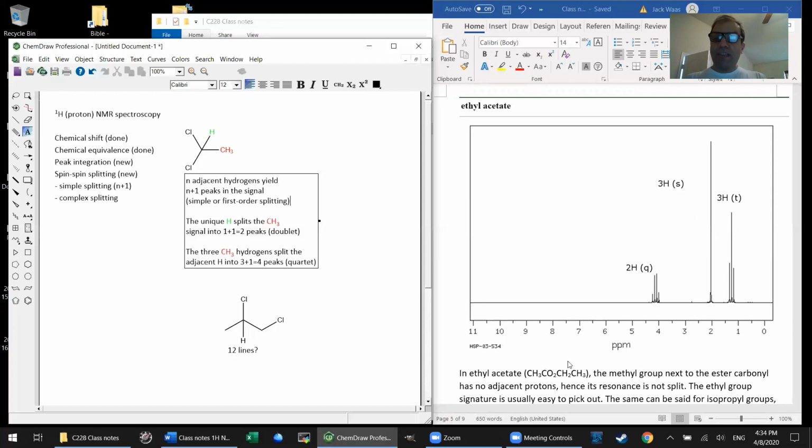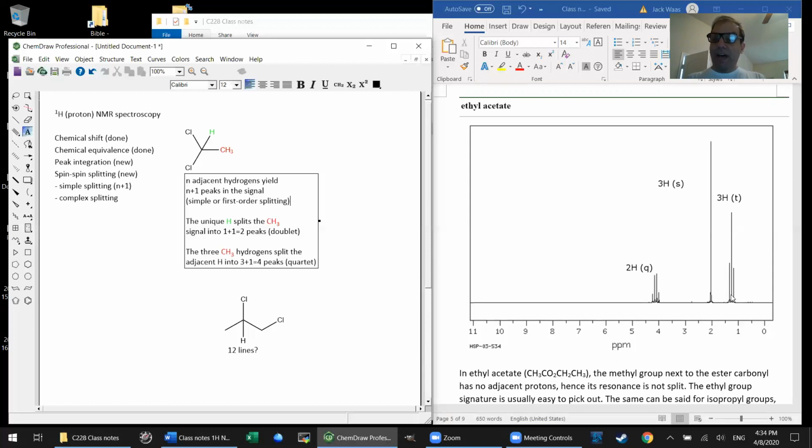The protons in the ethyl group, the 2H resonance and the 3H resonance. This would be the resonance for the CH2 in the ethyl group, this one for the CH3. Unsurprisingly, the CH2 resonance is quite far downfield shifted. It's at a little above 4 parts per million because that CH2 is next to the ester oxygen.